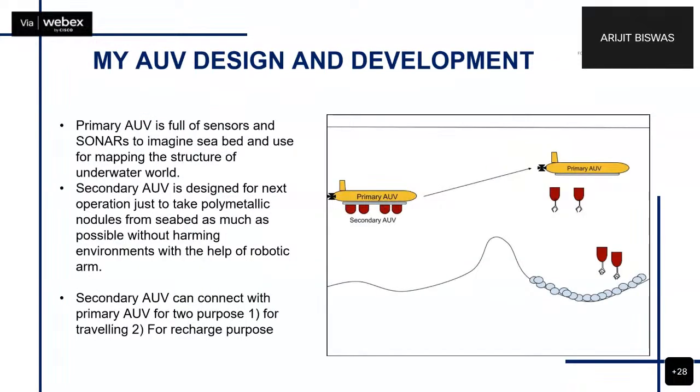Okay, so this is my whole picture. As you can see in this picture, this is the primary AUV with the secondary AUV attached by a special locking technology. After finding where the nodules are lying, the secondary AUV departs. Then the secondary AUV goes down to the deep depth and takes the nodules smoothly with the robotic hand and stores them. The secondary AUV can connect with the primary AUV for two purposes. One is traveling, and two is for research purposes.